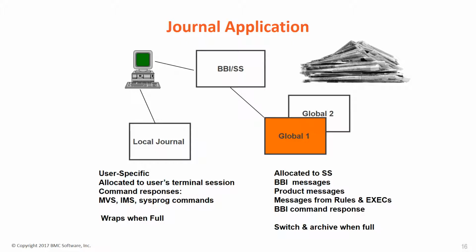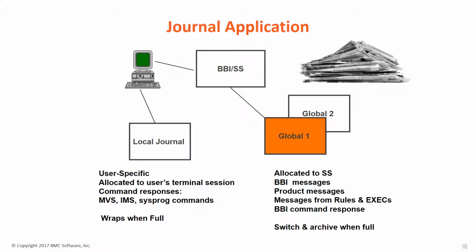Now let's talk about the journal or log display in MainView AutoOPERATOR. Within MainView AutoOPERATOR, you'll essentially have two types of journals. You'll have a local journal that's allocated to your user session, and then you'll have a global journal that's allocated to the BBI-SS. So the local journal is typically going to have your responses from any MVS, IMS, Sysprog commands, and it's a little bit easier to find them when they're in the local journal because there's not so much stuff in there. One thing to be aware of is when the local journal fills up, it goes back to the top and starts writing over the oldest messages.